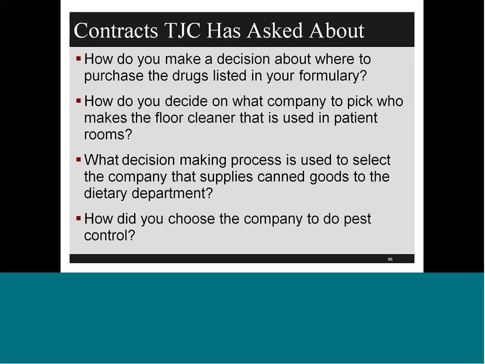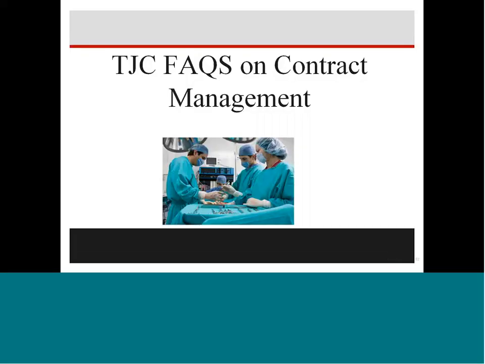What decision process did you use to select a company that supplied canned goods to your dietary department? Well, we buy from a commercial distributor. We've never really had any problems with recalls. Things are really fresh. We have good comments from our patients on the tastiness of our food. How do you choose a company to do pest control in our state? You have to be licensed. We followed the CDC guidelines on reducing pests in hospitals.